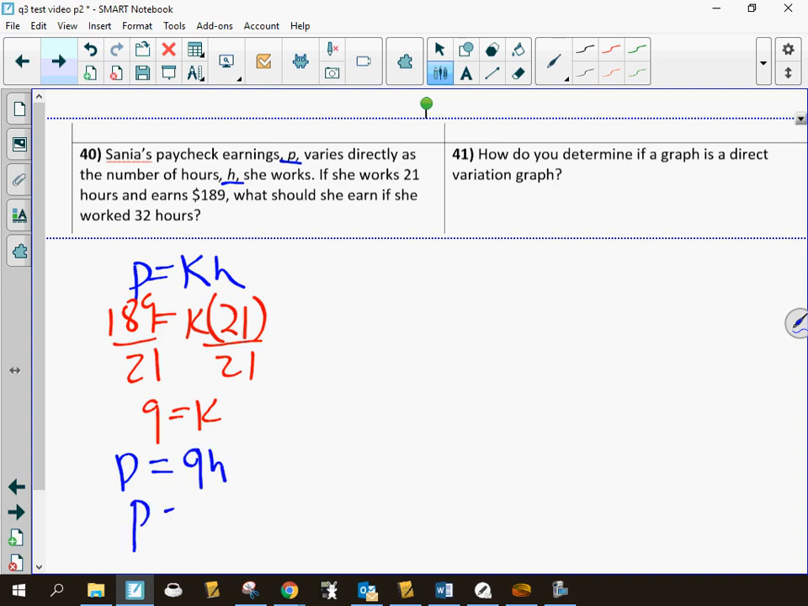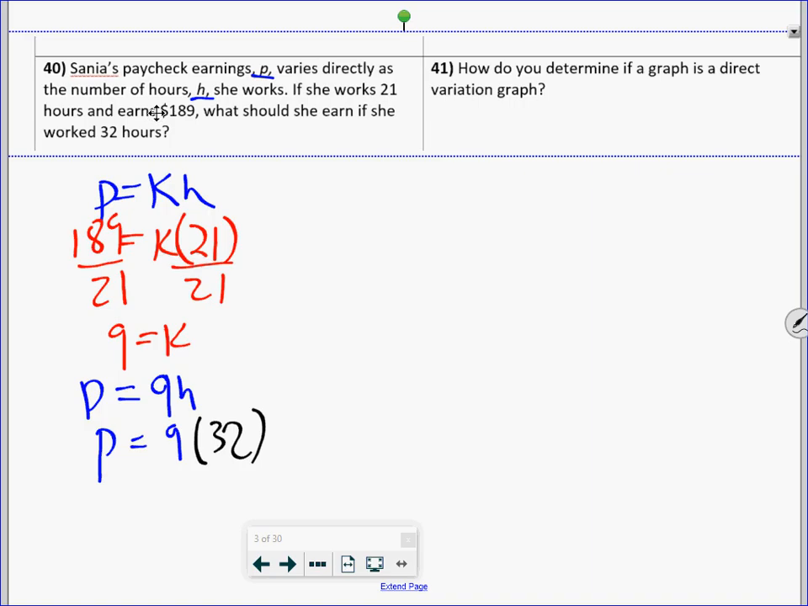And so to find out how much you get paid if she works 32 hours, I just plug in 32. And she would get paid $288. How do you determine if a graph is direct variation? Easy. It goes through the origin.